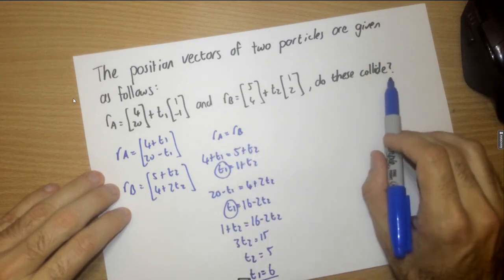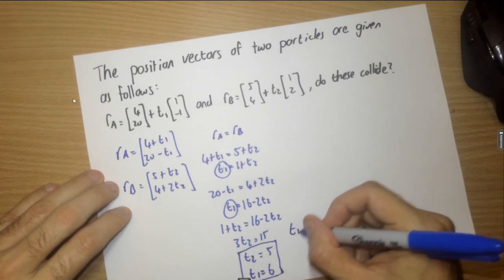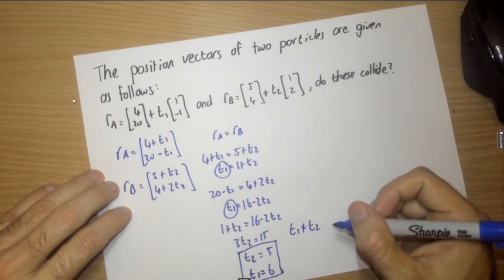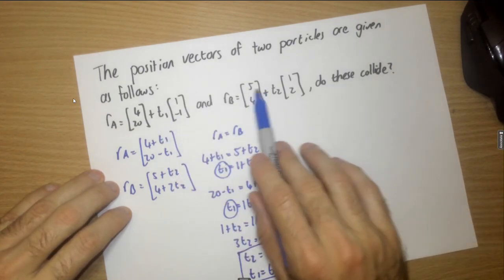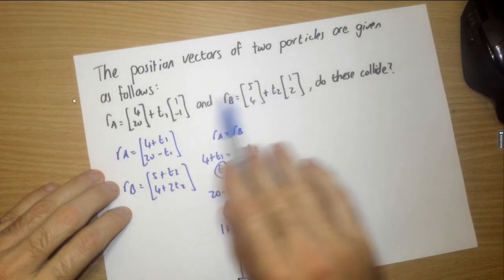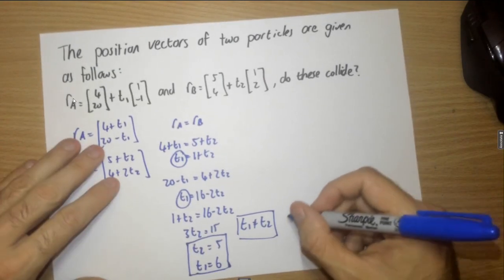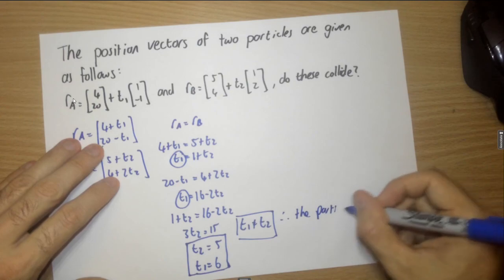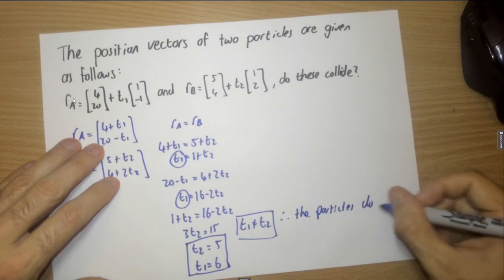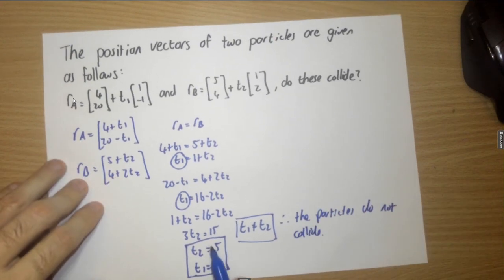So do these particles collide? They don't actually collide though, do they? Because T1 does not equal T2. So do these two particles collide? No. But do their paths cross over? Yes, they cross paths, but not at the same time. Therefore the particles do not collide, because they will cross the same point, but they'll cross it at different times.